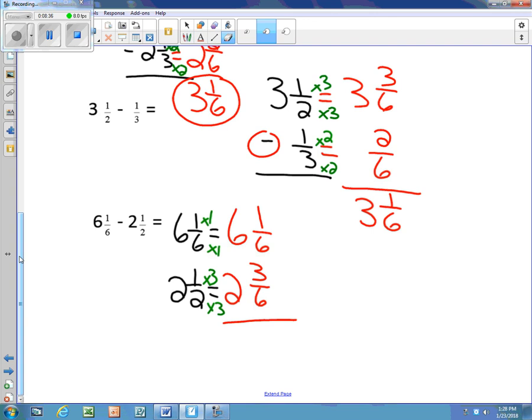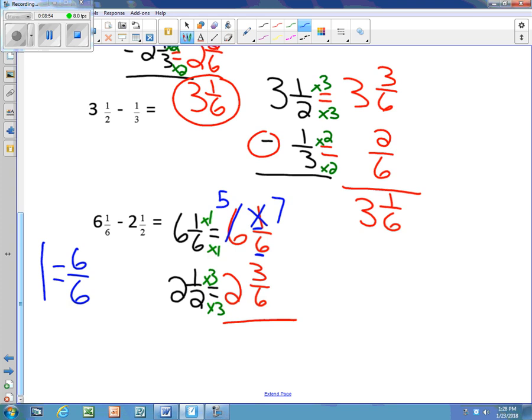And there's a problem. We can't subtract 1/6 minus 3/6. We can't just make it 2. So I'm going to borrow and make that a 5. Since our denominator is 6, we know that when we borrow 1, it's equal to 6/6. So we're going to add this 6 to the numerator. So the numerator is now a 7. So it's 7/6. So now I can subtract. 5 minus 2 is 3, and 7 minus 3 is 4/6.